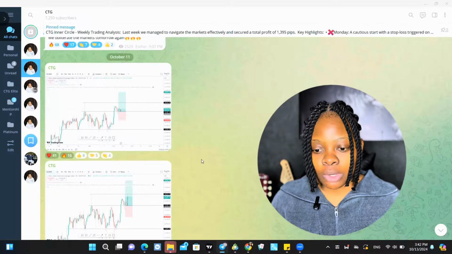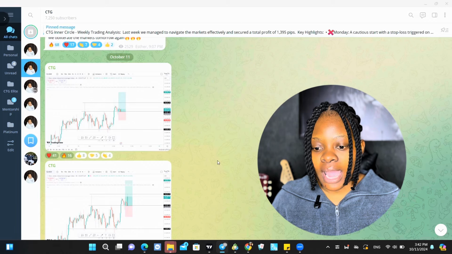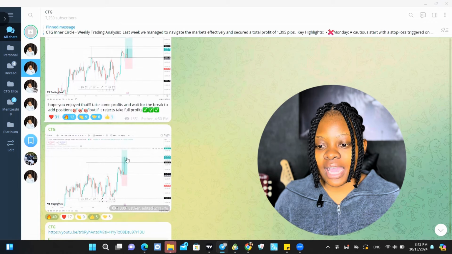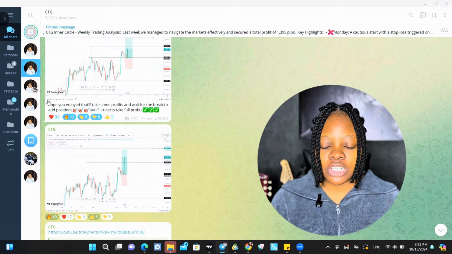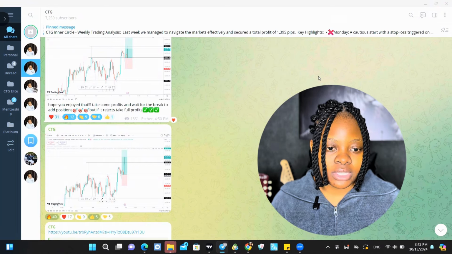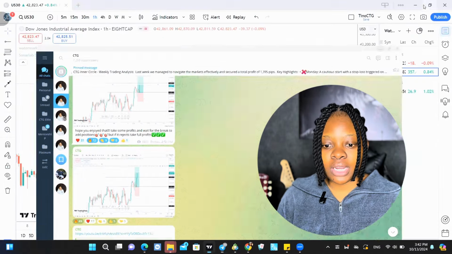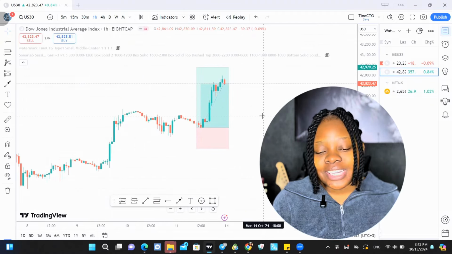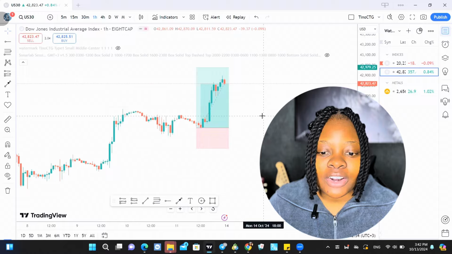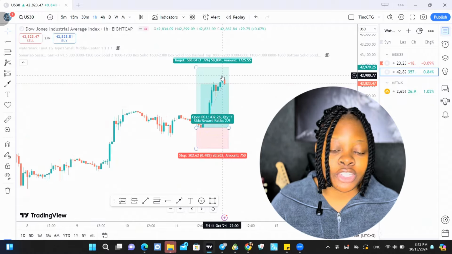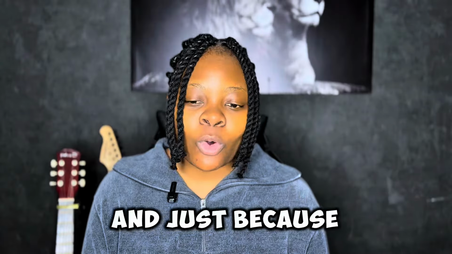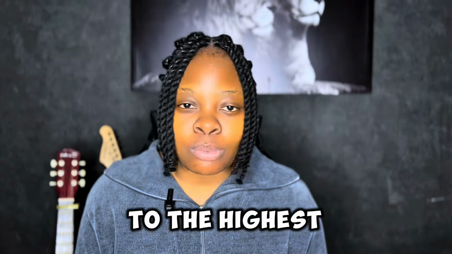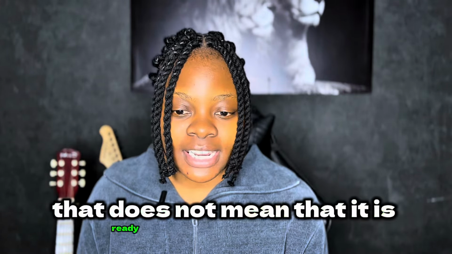You can clearly see that we dropped it off around about that level and the trade played out perfectly. I did tell them to add positions as we break out of certain levels, right? We had a lovely trade. It broke out of this level and we added positions. Now, what are we saying? You can clearly see that we are currently sitting at the highest of highs on US30. And just because the market has gotten to the highest point, that does not mean that it is ready to go back down. That is going to be our first chart.